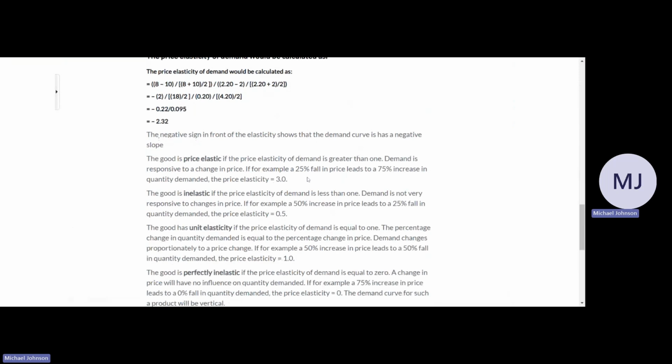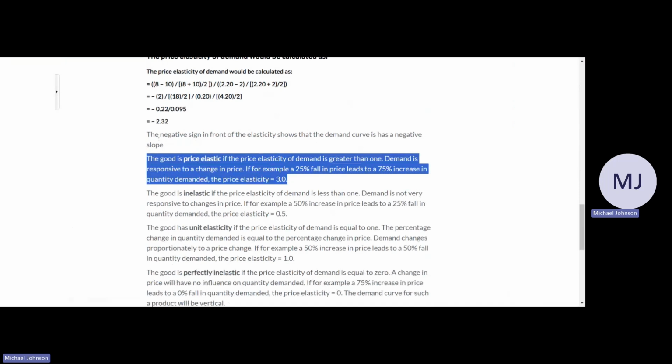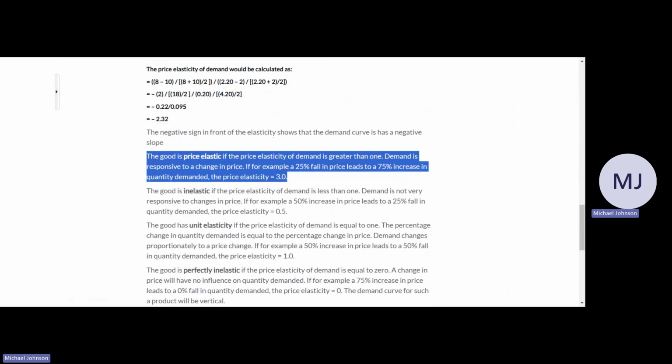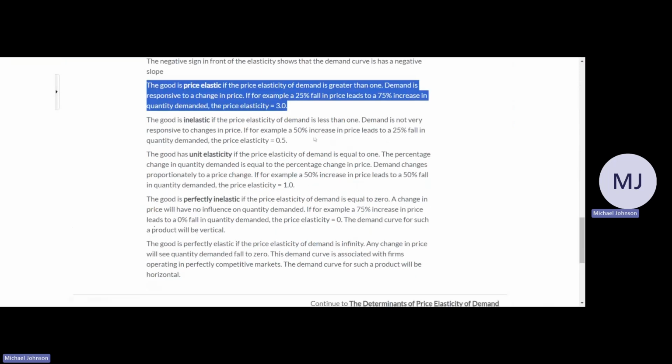So the good is price elastic if the price elasticity of demand is greater than 1. So usually price elastic goods are not needs. If it's a luxury good, like let's say a sports car, it's price elastic because people don't need it. So when the price goes up, they'll buy a lot less of it. The good is inelastic if the price elasticity of demand is less than 1.